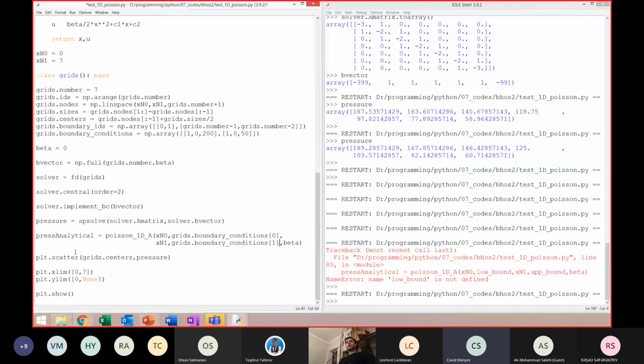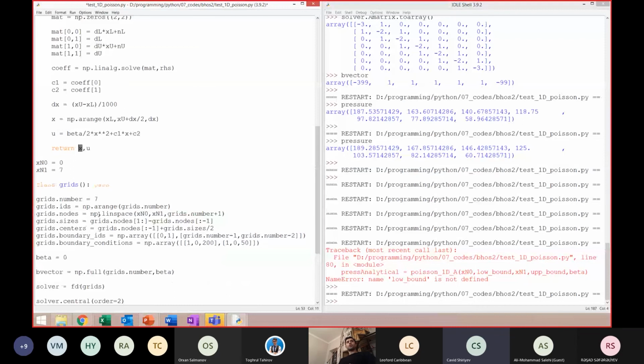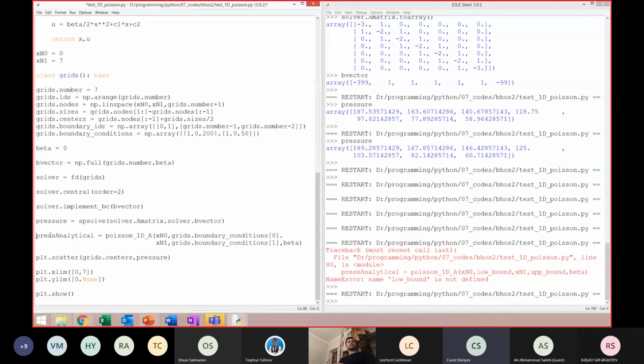The analytical solution that we have here is going to export the x values as well. It's going to export x values and u values. So I need to have x analytical here. I'm going to get the analytical x and analytical pressure values. Now I plot this analytical solution with plt.plot because it's defined everywhere in the domain, so I use a straight line. For the numerical solution, I use scatter because numerical solutions are defined only at the points where they're calculated, and they're calculated only at the center of the grids.